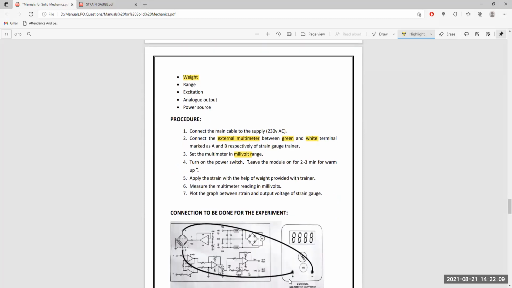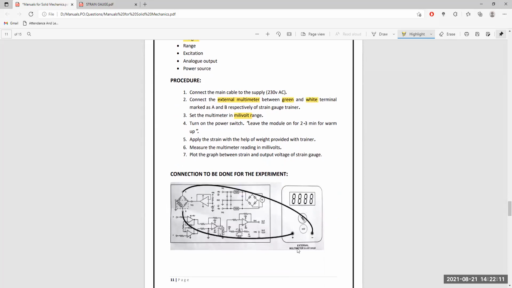So this is the multimeter here. We put in the millivolt system, apply the plus and minus: white and green, green for plus and white for minus, at the respective points of the strain gauge itself. Then turn on the power, and apply a particular load on the cantilever, and the strain generated at the different points connected to this strain gauge kit is being shown here like this.